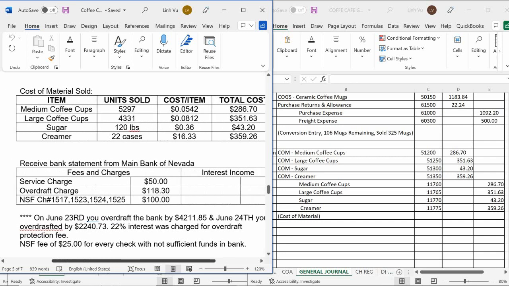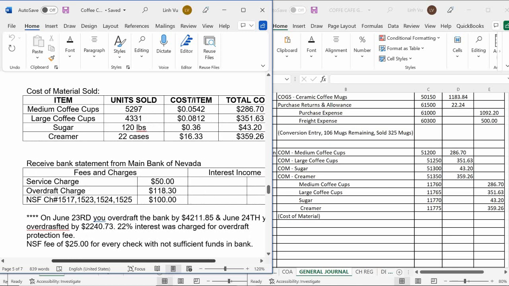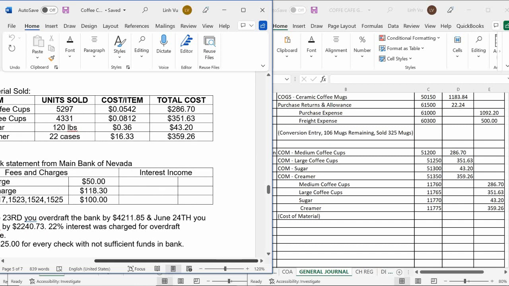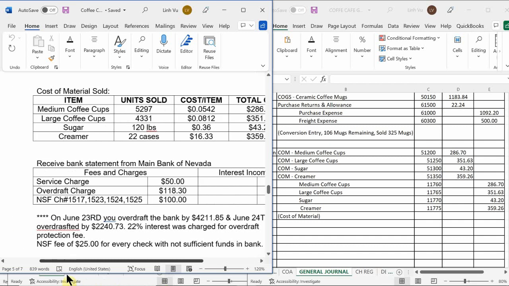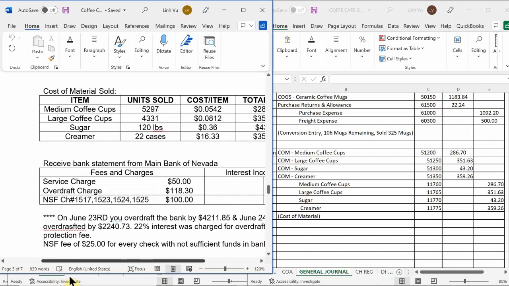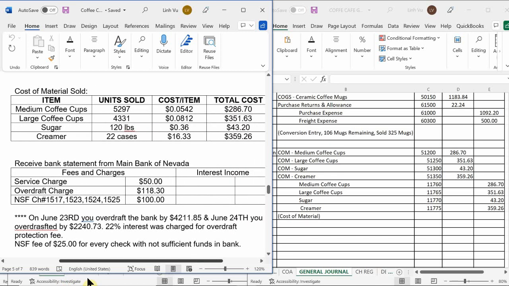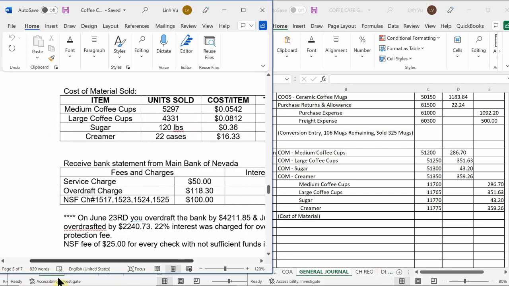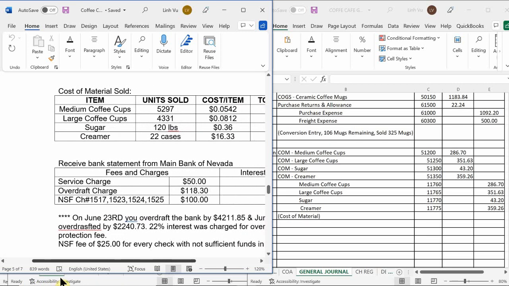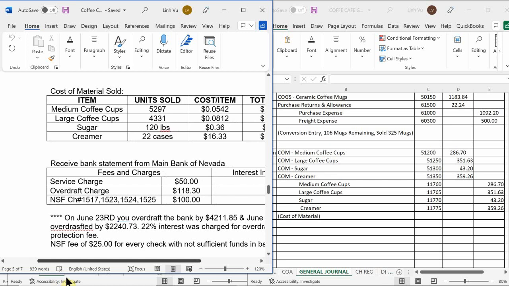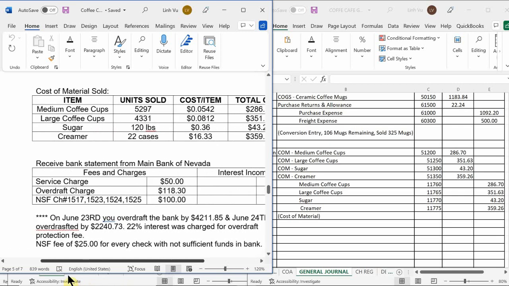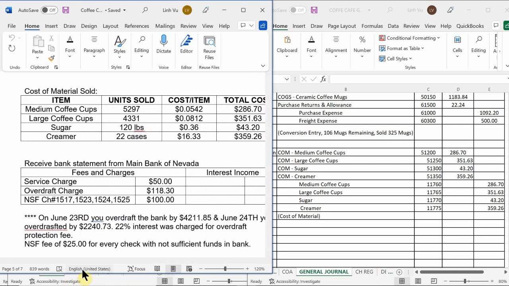Let's take a look at the notes here. On June 23rd, you overdrafted the bank by $4,211.85. And of course, you made the agreement for overdraft protection of 22%. And every NSF fee, every check that you write when you don't have enough money, is going to cost you $25 each. So those are the agreement terms. You need to accept it.